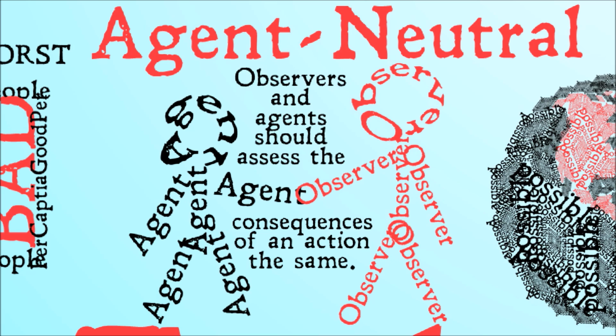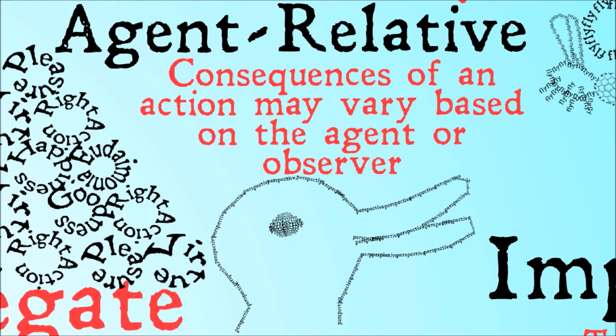It needs to be something that both the agent would assess the consequences and the observer would assess the consequences the same. So if the agent and the observer assess those expected consequences differently, it's not going to be an agent-neutral consequentialism. It's going to be an agent-relative consequentialism, where consequences of an action vary based on the agent or the observer. As I said, this is a great example in the expected consequentialism, where agent-relative could be, for example, I assess the consequences to be good, but an objective observer might assess the more likely consequences to be bad.